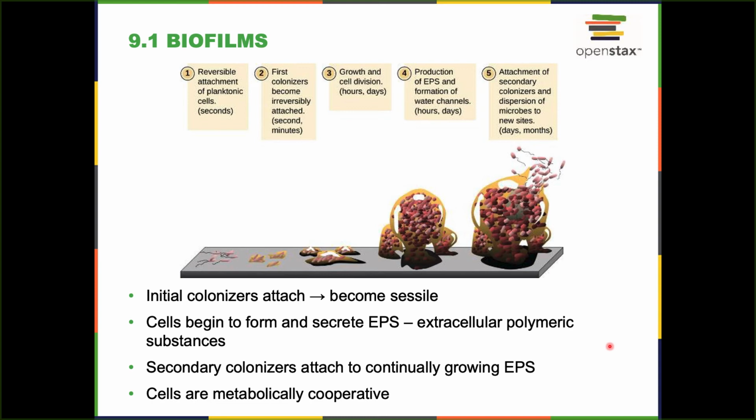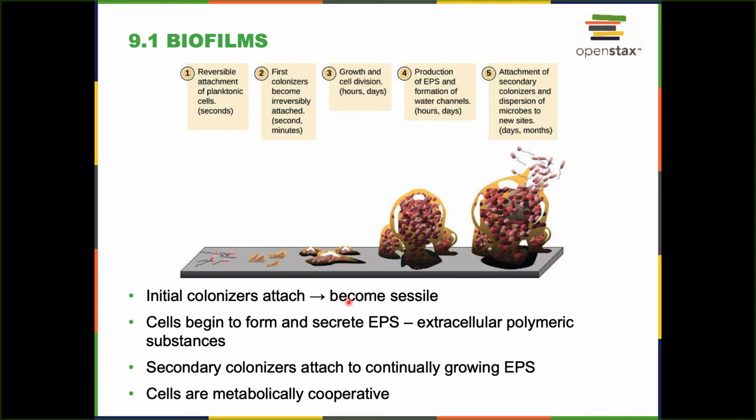There's some initial colonizer that just decides it's tired of running around, right? And it wants to stop and grow, right? So these initial colonizers, they say that they become sessile. They attach to something, and they'll attach and they'll fall off, and they'll attach and they'll fall off. But at some point, they're just tired of that. They just want to attach and stay attached, at which point they become sessile, right?